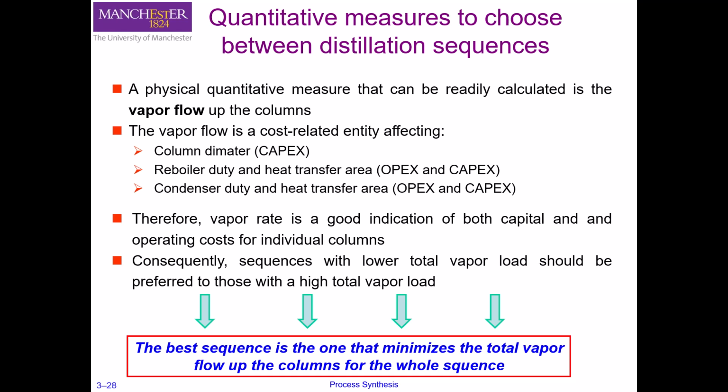of your distillation column. At the same time, if your vapor flow rate is quite large, obviously that is going to affect the condenser duty and the reboiler duty as well, because the condenser has to condense a large amount of vapor, while the reboiler will have to reboil a higher amount of liquid as well. So therefore, the vapor flow rate of the column is a very good indicator of both the capital and operating cost for individual columns. So consequently, sequences with lower total vapor load should be preferred to those with a high total vapor load.